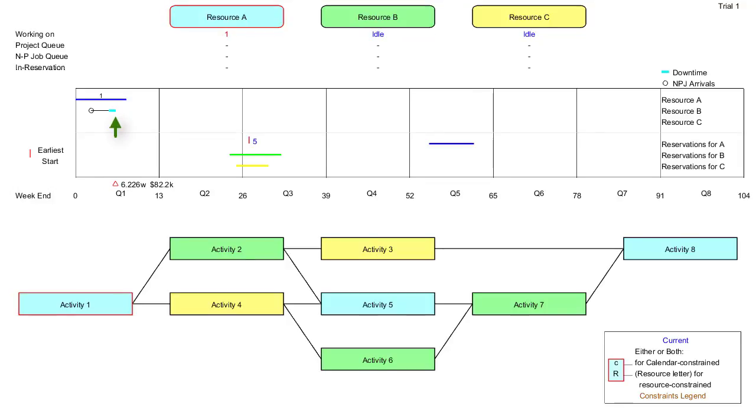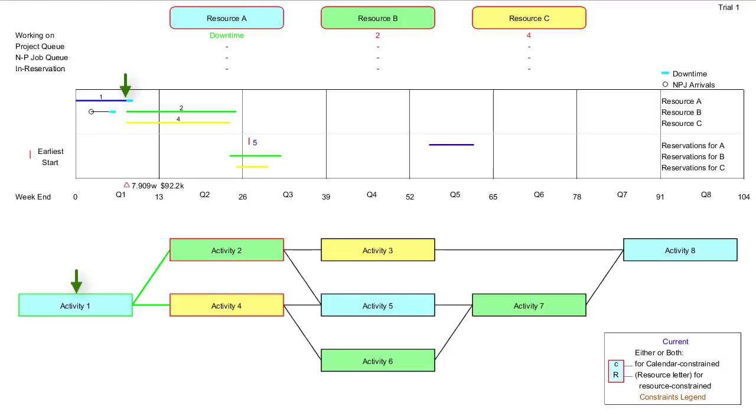Now, Resource B's downtime period has ended, and the resource is idle. Now, Activity 1 finishes. Its border turns green, indicating that it has finished. Activity 1 is a predecessor for Activities 2 and 4. The lines to these successors are now green.